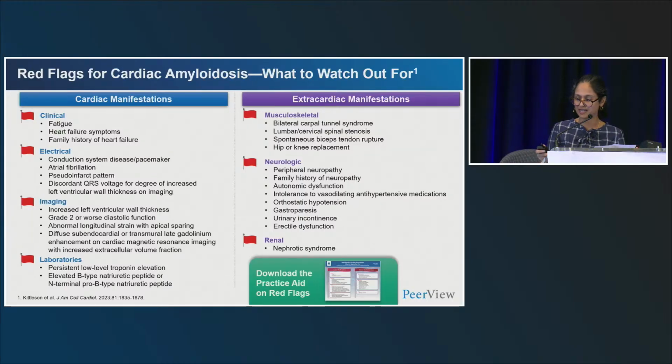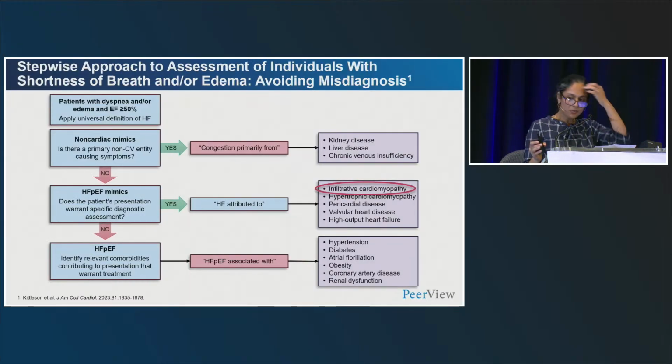Put it all together. And so, when I think about patients with shortness of breath or edema, it's so important to figure out, number one, is it the heart's fault? Because maybe it's a non-cardiac mimic. Maybe it's the kidney, the liver, or chronic venous insufficiency. You can't unring the bell of misinformation, right?